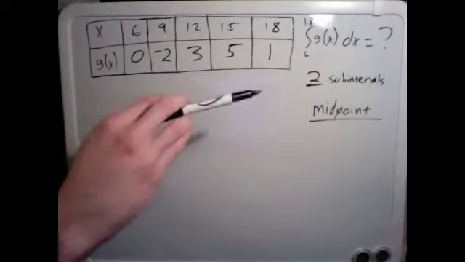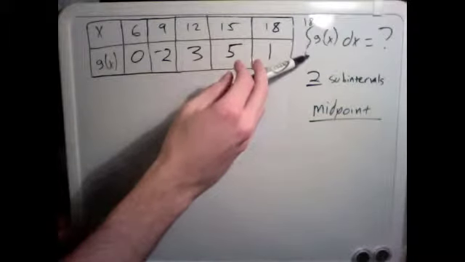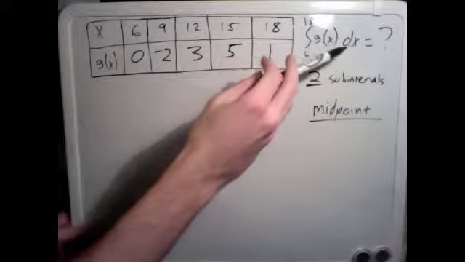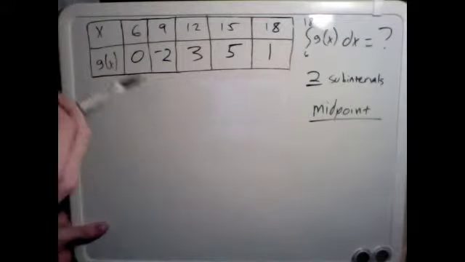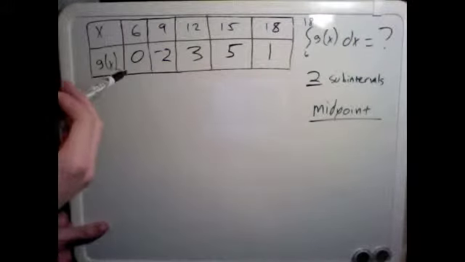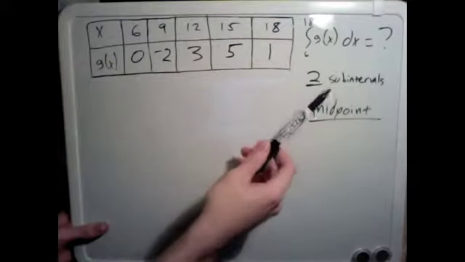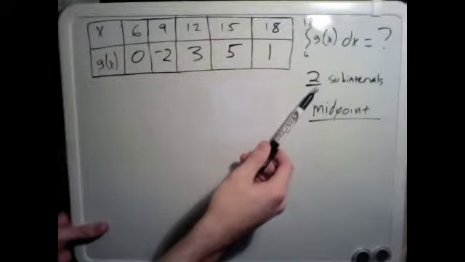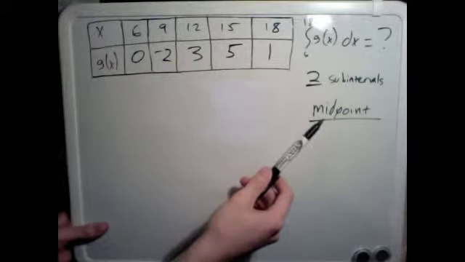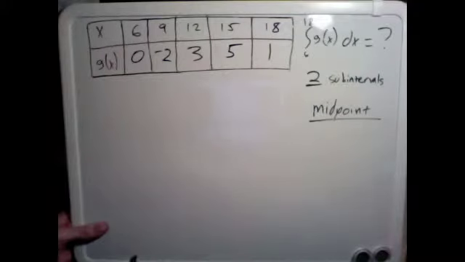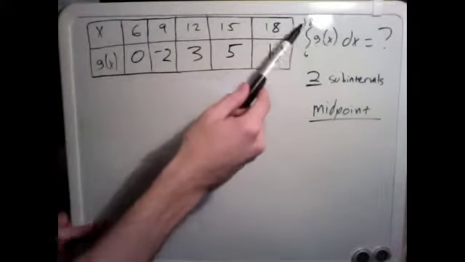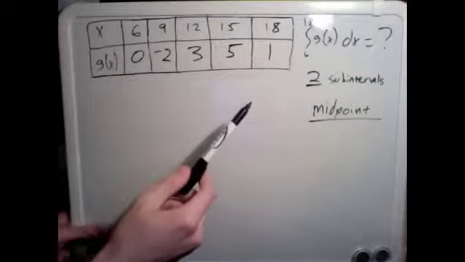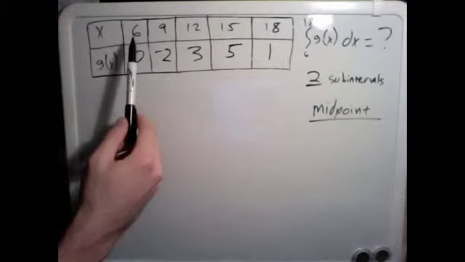On this problem, we're going to find the integral from 6 to 18 of g of x dx. We're given this table here, and we're told to use two equal subintervals and a midpoint Riemann sum. And it is 6 to 18. I know it's kind of hard to see from the glare. Same with the table.